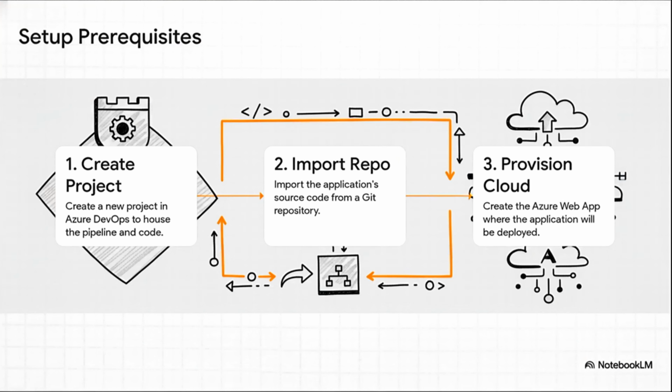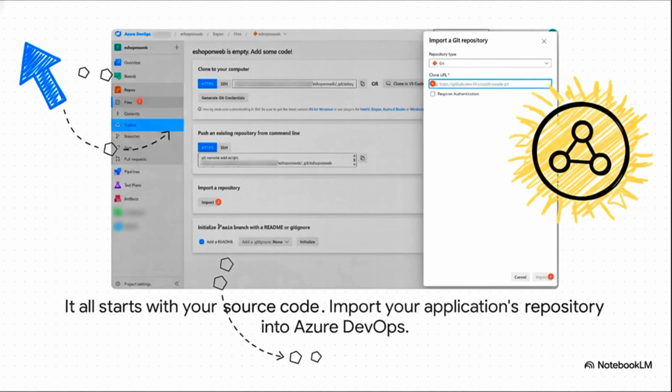First, you need a project in Azure DevOps to act as a home base for everything. Second, you've got to get your application source code in there. And third, you need to set up the actual cloud infrastructure in Azure where your app is eventually going to run. And here's the crucial point. It all starts with your source code. By importing our code into Azure Repos, what we're really doing is creating a single source of truth. From this moment on, every change to both the application and the pipeline is going to be tracked and managed in one single place. They live together and they evolve together.